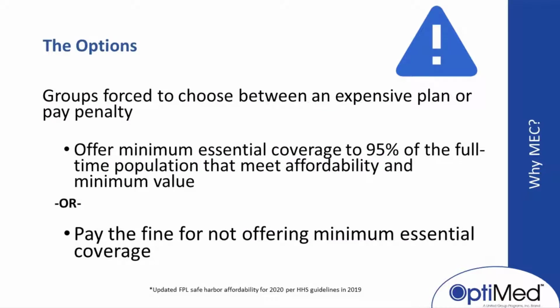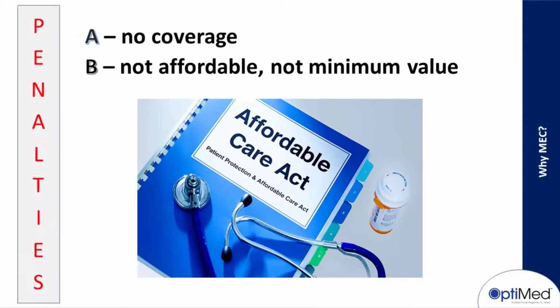So what minimum essential coverage means is that if you're an applicable large employer, you have to go ahead and offer minimum essential coverage to your full-time population. And there's 2 fines associated with the requirement. There's the A and the B penalty. The A penalty is that if you don't offer minimum essential coverage, you're going to face the A fine.